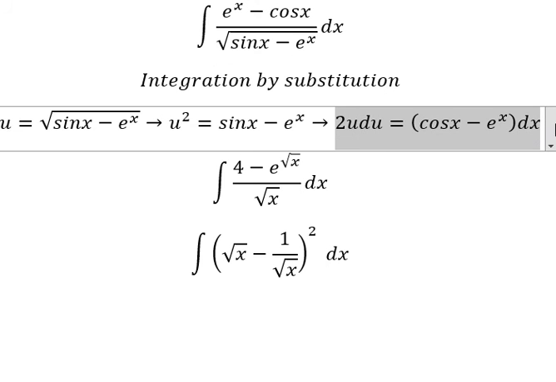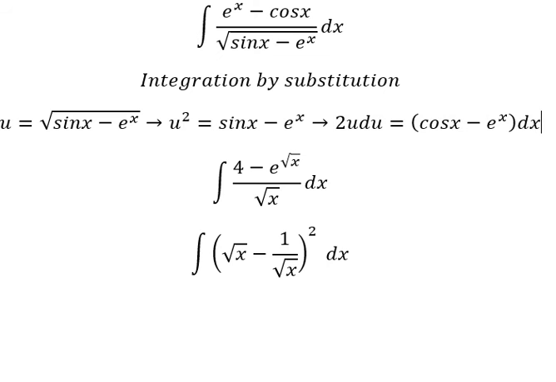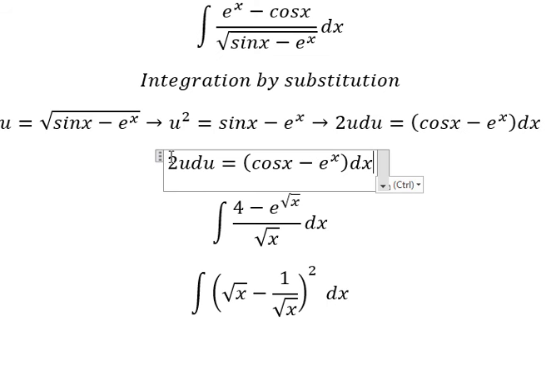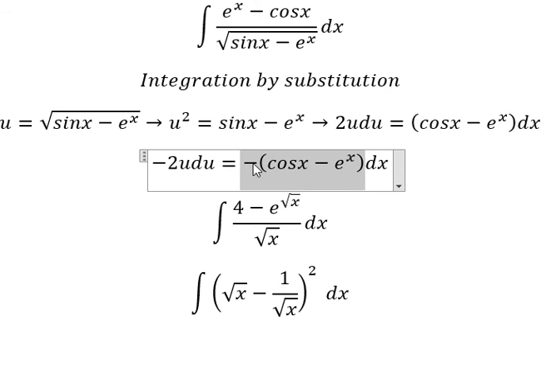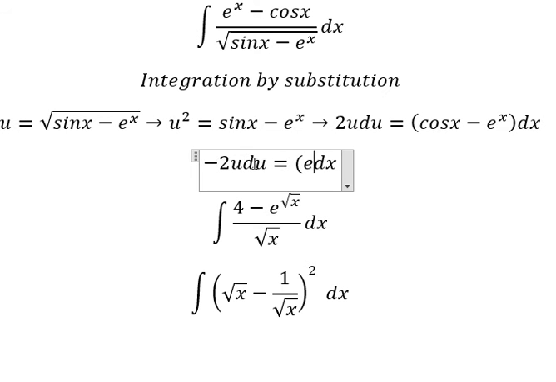So in this situation, we need to put the negative on both sides. So this one with the negative, we can change into e to the power of s minus cosine s.